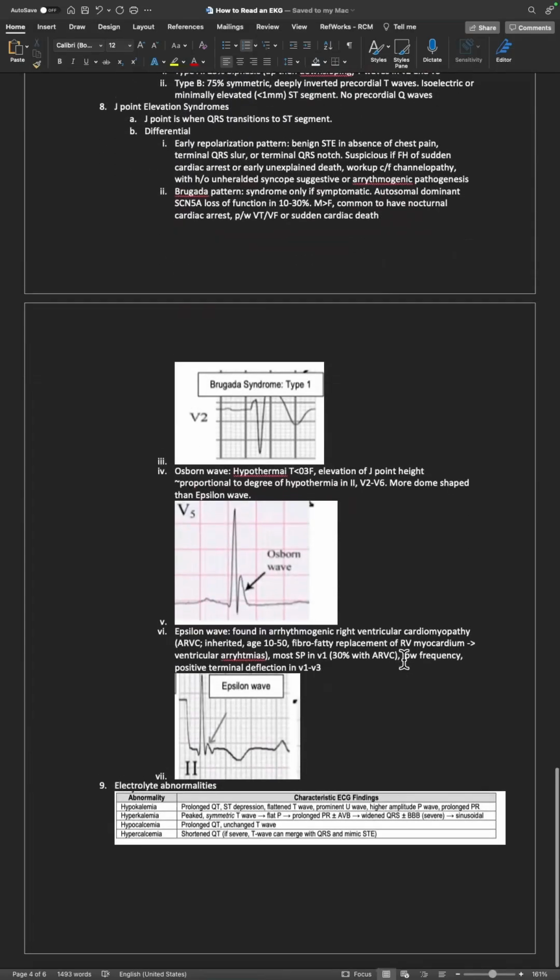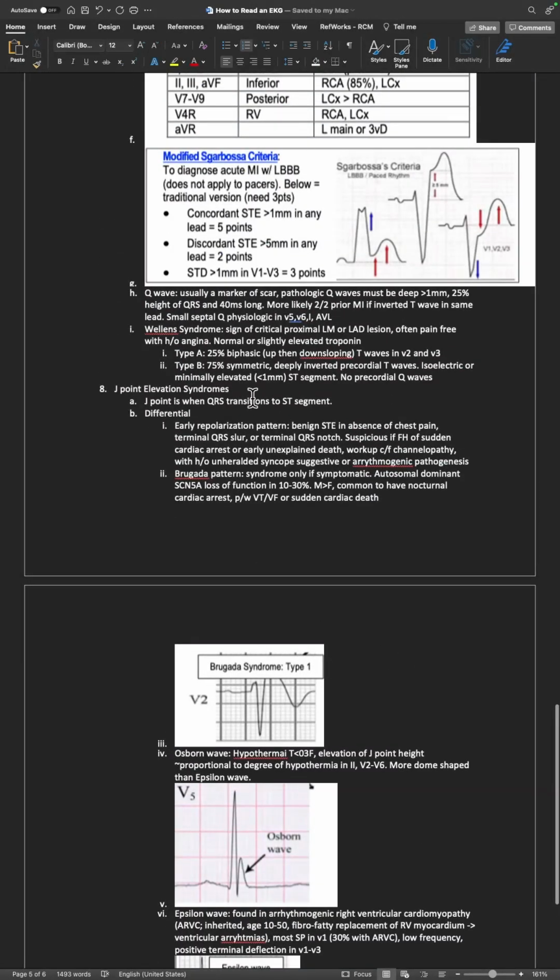Now let's talk about the J point. So the J point is when the QRS transitions to the ST segment. On the differential for J point elevation is early repolarization pattern, in which there's a benign ST elevation in absence of chest pain, terminal QRS slur, or terminal QRS notch. It's suspicious if there's a family history of sudden cardiac arrest or early unexplained death. For the workup, you should suspect channelopathy with history of unheralded syncope, basically any syncope without any reason, and it could be suggestive of an arrhythmia.